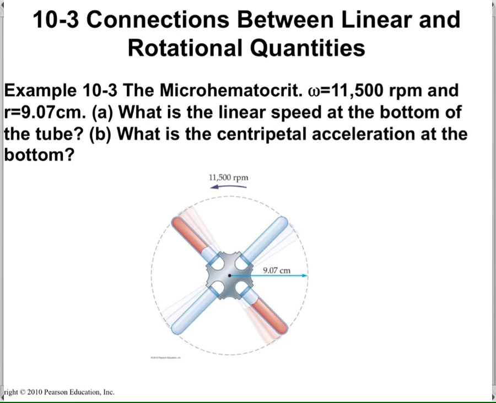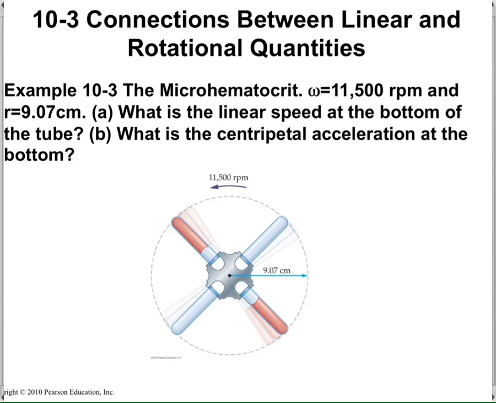An example, microhematocrit. It's a rotating device which has tubes attached to a center, and this is usually used in laboratories in the hospitals, and it is used for mixing blood or for separating some matter inside the blood.